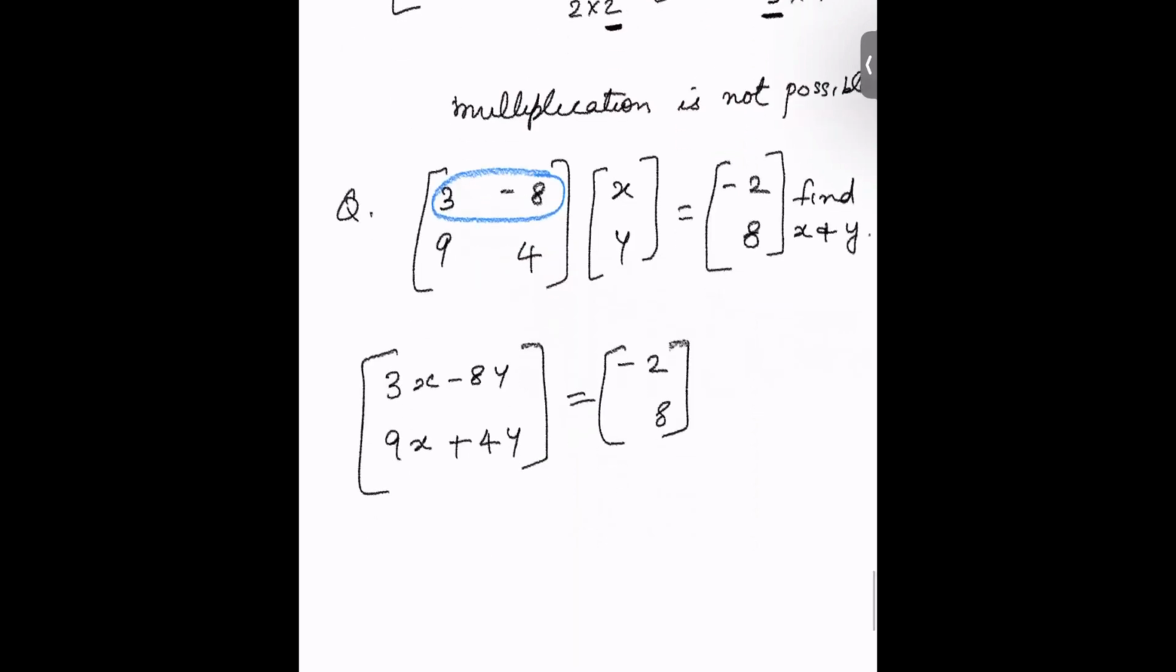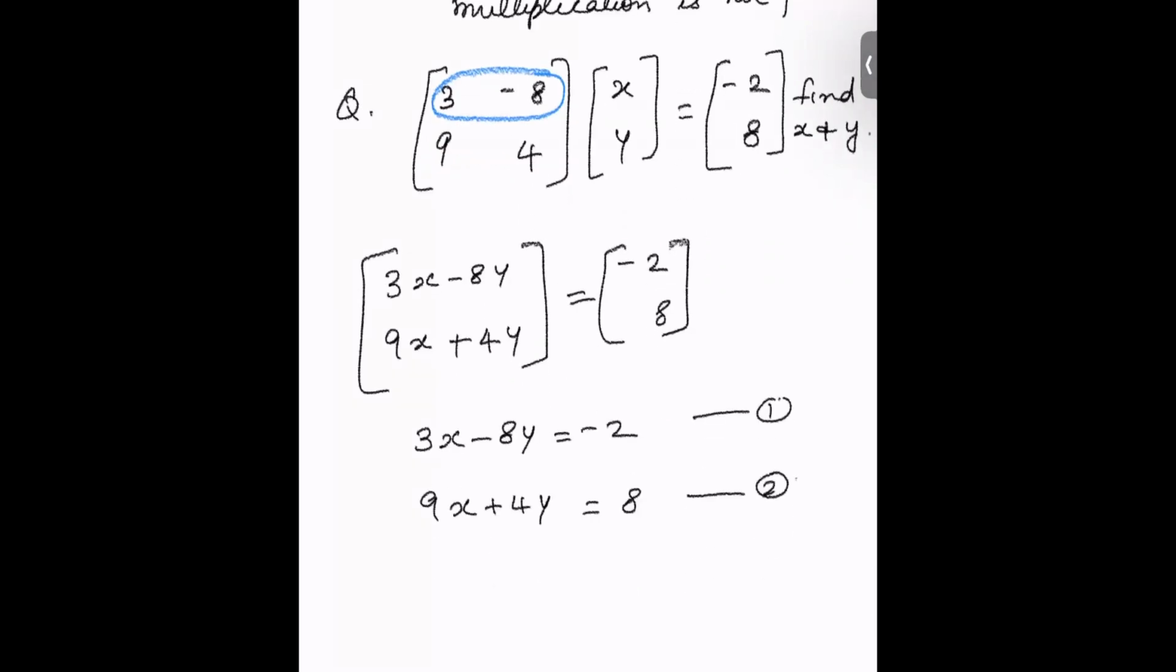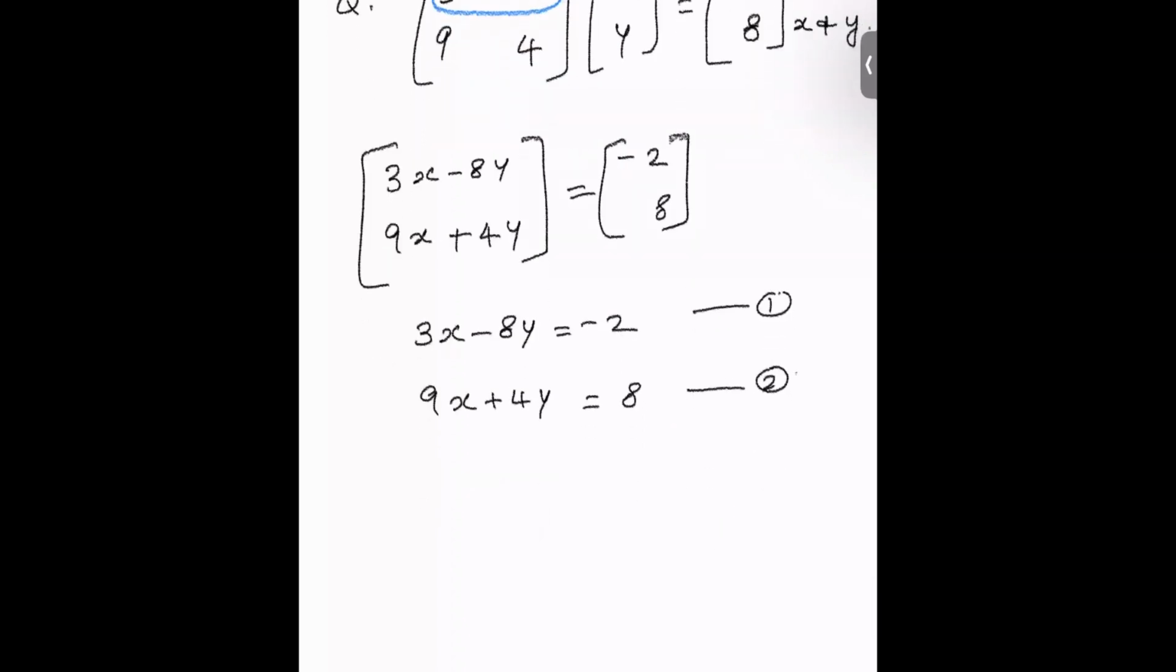So can I form two simultaneous equations from this? This is equal matrix, right? Left side is equal to right hand side. So can I write 3x minus 8y equal to negative 2 and 9x plus 4y equal to 8. So I got two simultaneous equations. Can I solve it now? For simultaneous equations, you can follow the substitution method, but in this case, elimination would be best here. So we can go ahead with elimination.